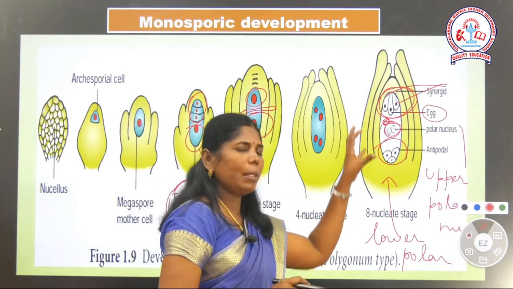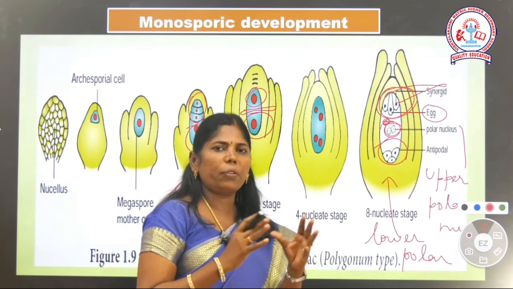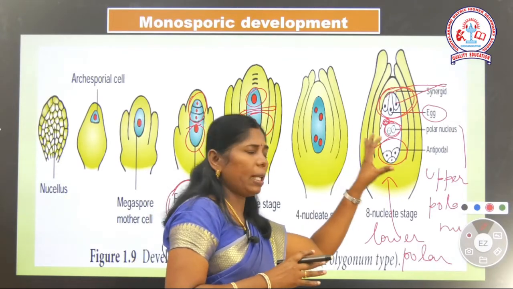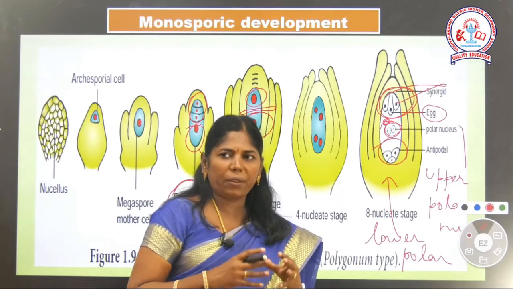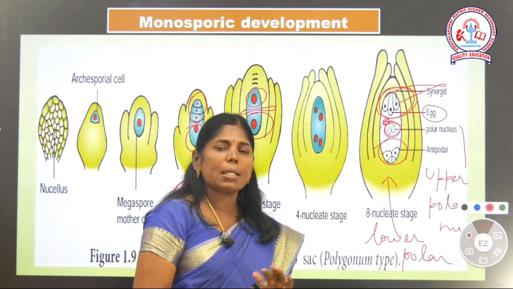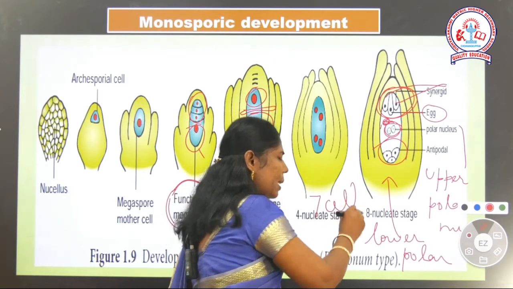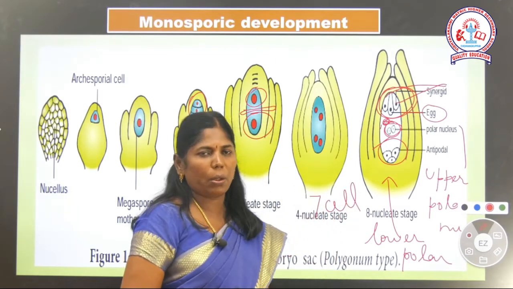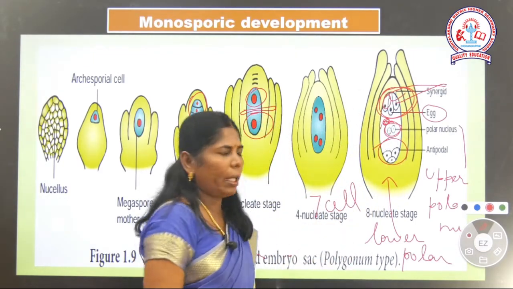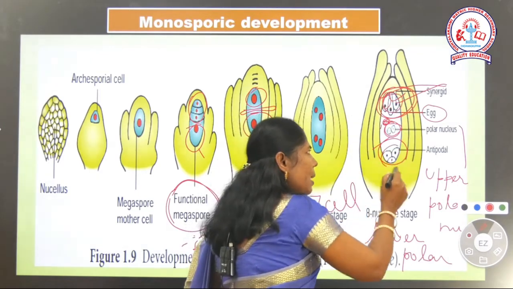Here all the nuclei are free, they don't have any cell wall formation. Initially the 8 nuclei are free, and after that cell wall formation should occur. So how many cells are there? It has 7 cells, but 8 nuclei are present, and each nucleus has a separate cell. In the synergids, 3 cells are present, and in the antipodals, 3 cells are present.